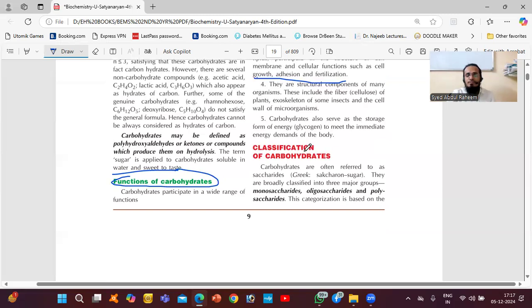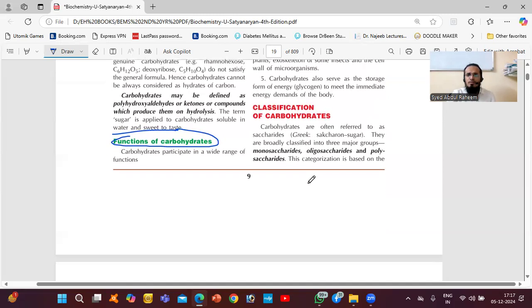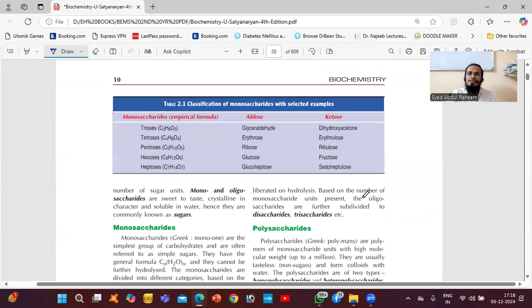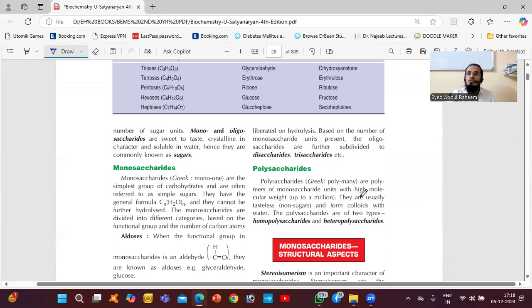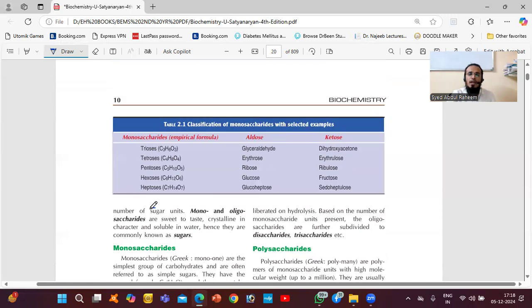Next is the classification of carbohydrates. Carbohydrates have three major groups: monosaccharides, oligosaccharides, polysaccharides. We'll discuss all of these. They are based on sugar units, and how many sugar units are there. So they divided the terms like this. You can see this is the formula of glucose.